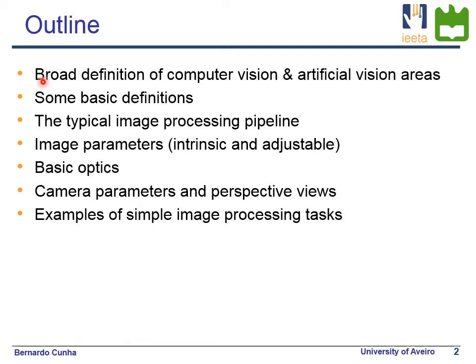We'll start this class by looking into a broad definition of computer vision and also a broad definition of artificial vision areas. Then we'll move on to some basic definitions, also a little bit more in depth to the typical image processing pipeline. This happens within a vision camera. Then look into image parameters, both intrinsic and adjustable. Move on into basic optics, then to camera parameters and perspective views. Please look that camera parameters and image parameters are actually different things. And we'll end up with some examples of single image processing tasks.